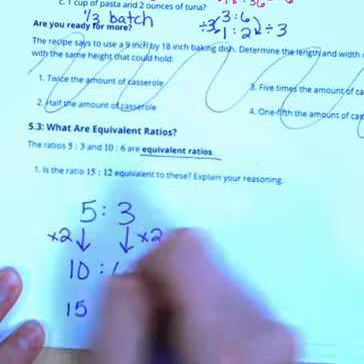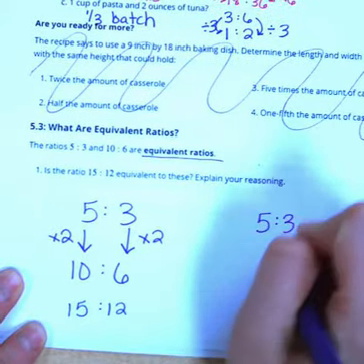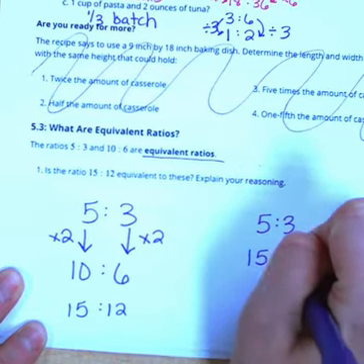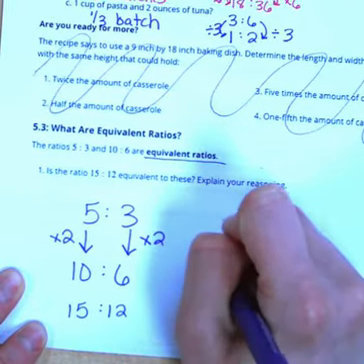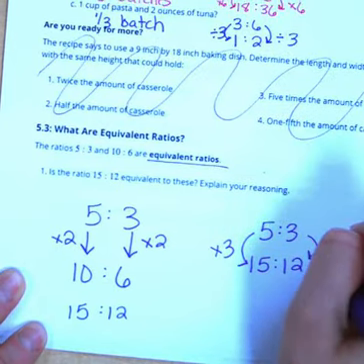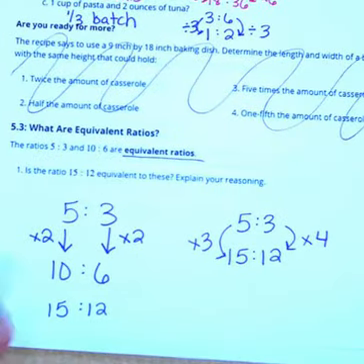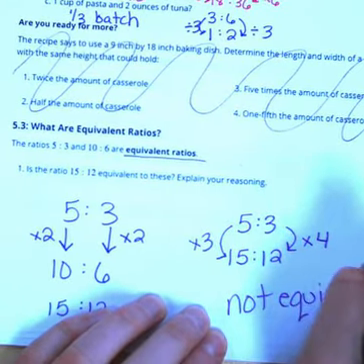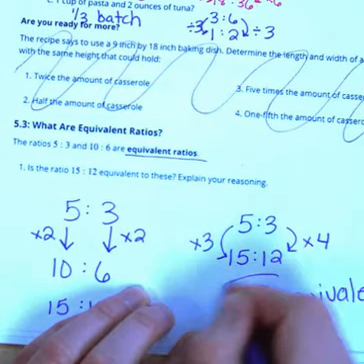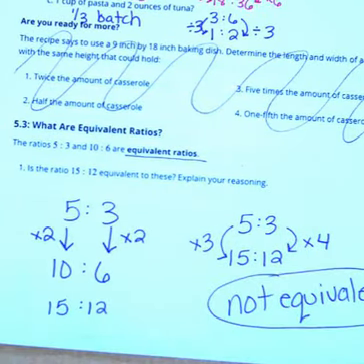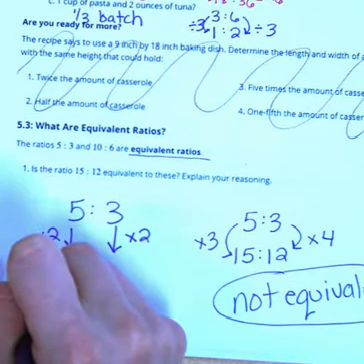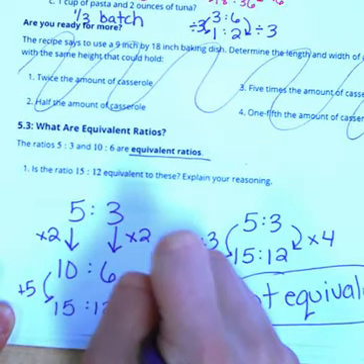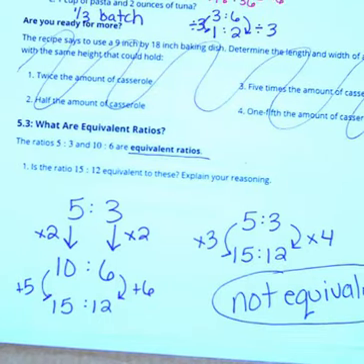Let's also check if we can do 5 to 3 and 15 to 12. Well, I can do times 3 over here, and I can do times 4 over there. Okay, that would mean that they are not equivalent ratios because we are not doing the same thing on both sides of our ratio. Also, if you look over here, you might say, well, I can do +5 and +6. Not doing the same thing on both sides, so that is not equivalent.